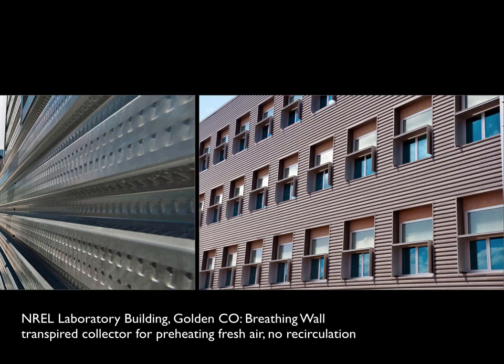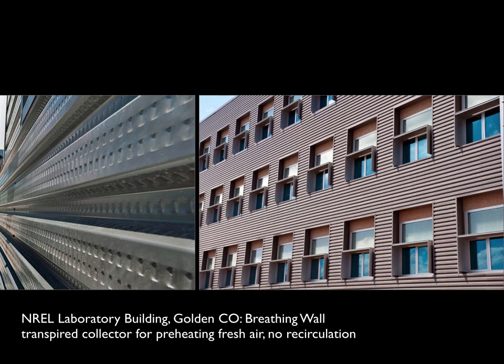Here's another variation of the air collector. In Sun, Wind, and Light, this is called a breathing wall. It's also known as a transpired collector. This is only for the fresh air. It's only heating up air that's coming into the building as makeup air or as fresh air for breathing that's required by the code. So as you remember, depending on the occupancy, certain rates of fresh air are required per person.